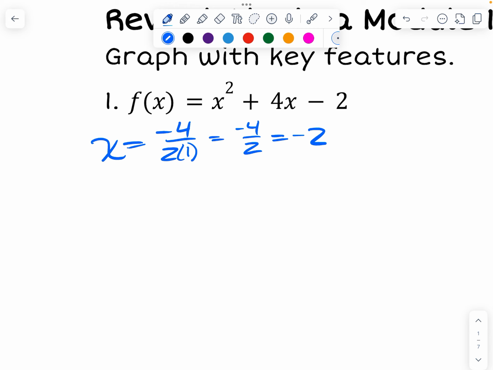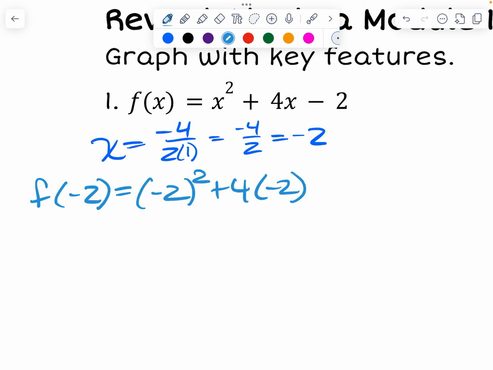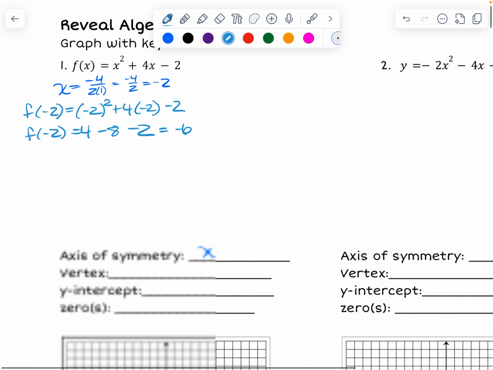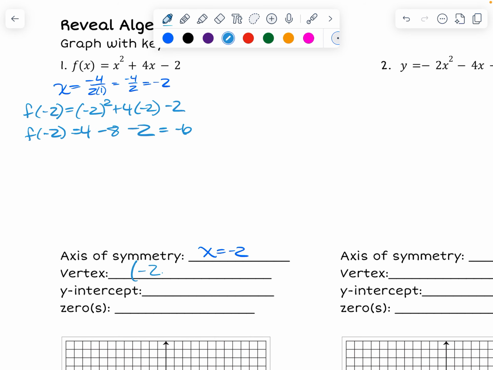Then I'm going to plug that back in. So f of negative 2 is going to get me negative 2 all squared plus 4 times negative 2 minus 2. F of negative 2 is going to get me 4 minus 8 minus 2. So that is going to get me, what, negative 6? Okay, so negative 2, negative 6. So my y-intercept, if I plugged in 0, would get me negative 2.